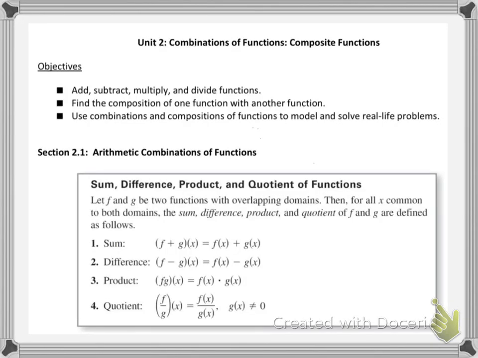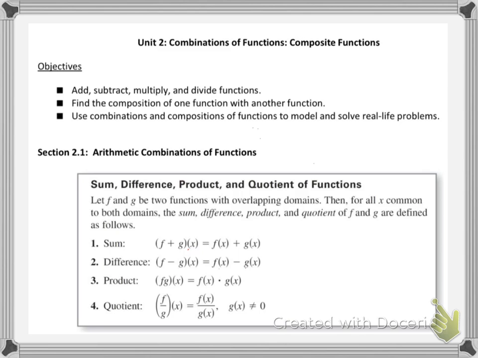Okay, so this is the beginning of Unit 2, and specifically today we are going to focus on Section 2.1, Arithmetic Combinations of Functions. You'll notice here there's a table showing how to rewrite, going backwards and forwards, the different ways of writing sum, difference, product, and quotient. Both of them mean the same thing. So if you see f plus g of x, you can rewrite it as f of x plus g of x. They both mean the same thing.